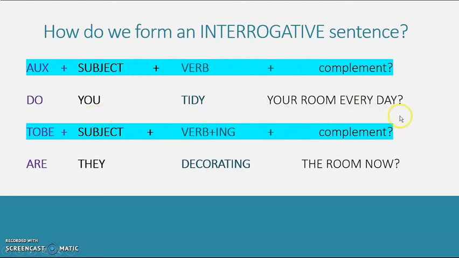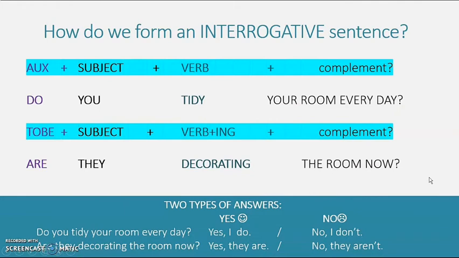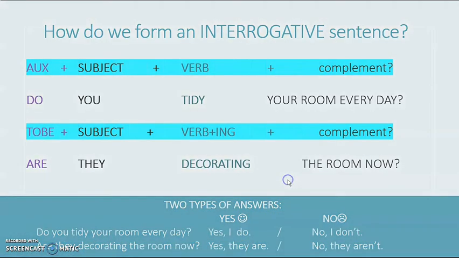Do you tidy your room every day? Are they decorating the room now? Are some examples. The two possible answers are yes or no. Depending on the auxiliary the question has, the answer will go with do or does in present simple or with the verb to be in present continuous.